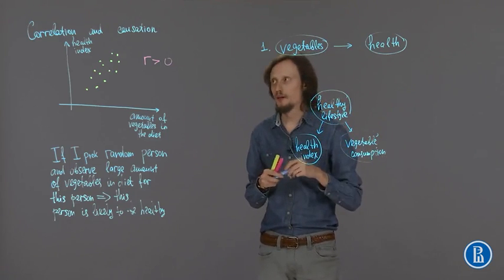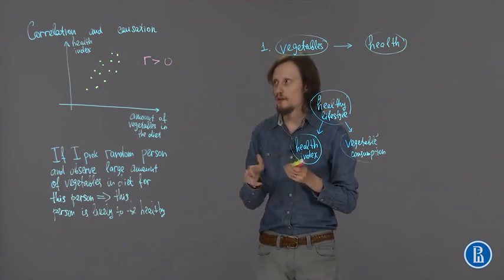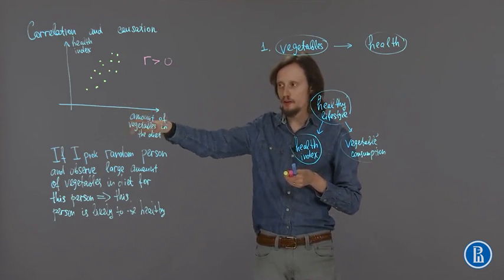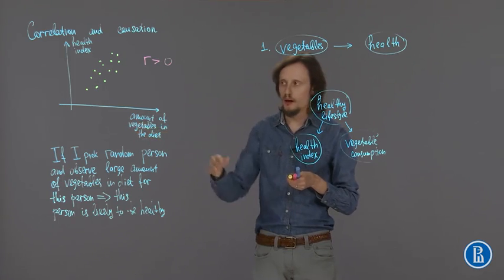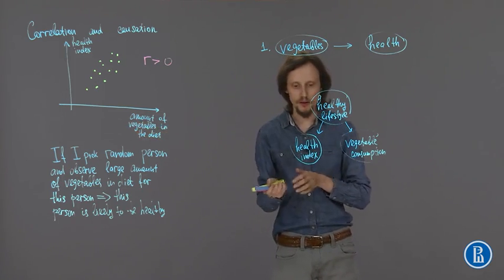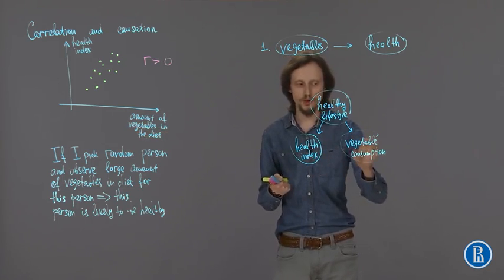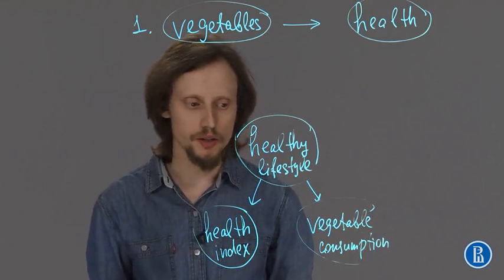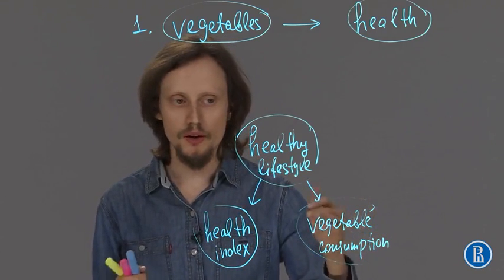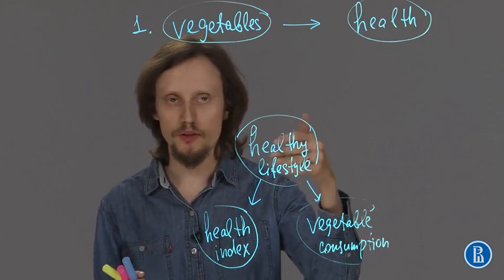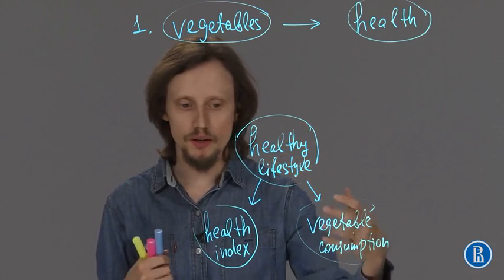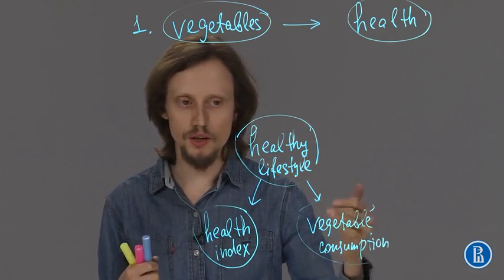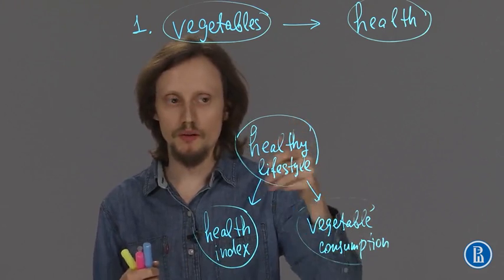In this case, it is possible to observe the same picture, the same correlation between health index and amount of vegetables, even if there is no any causal relationship between vegetable consumptions and health index. We can say that vegetable consumption in this case is just a proxy for healthy lifestyle, but it does not change the health itself. It just gives us information about the lifestyle.